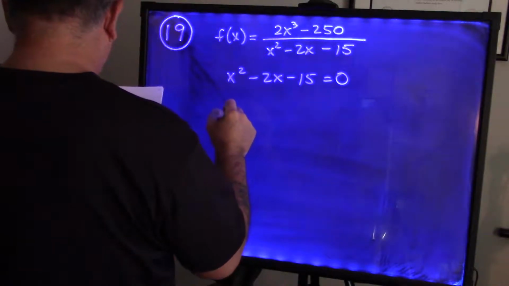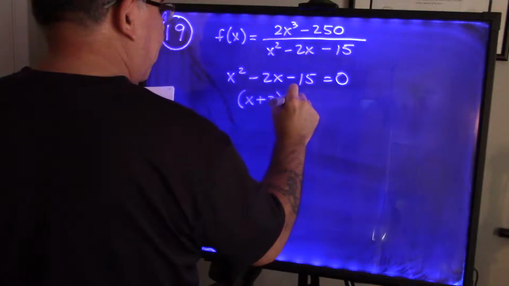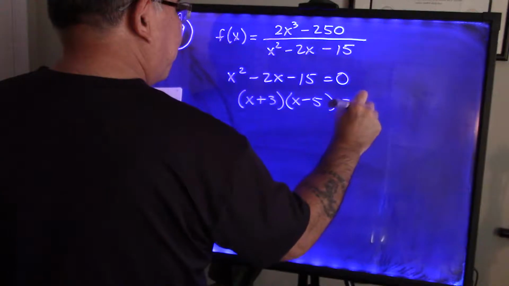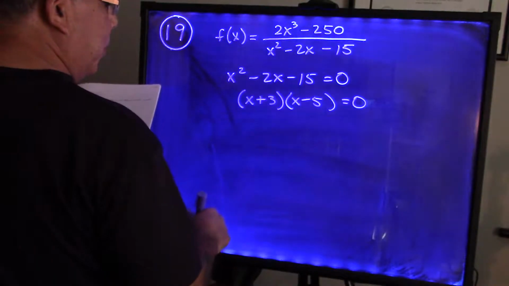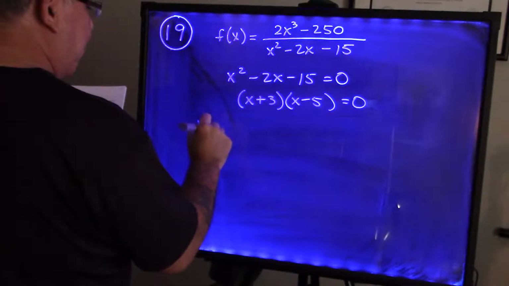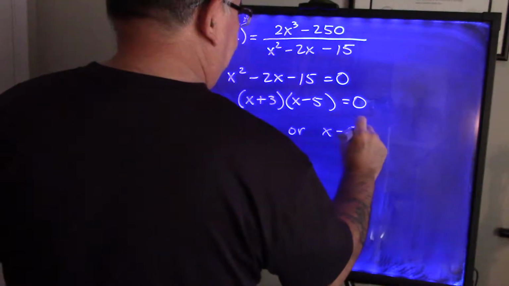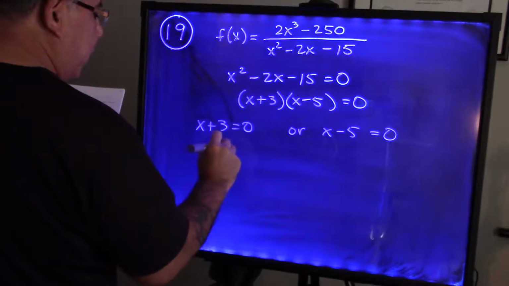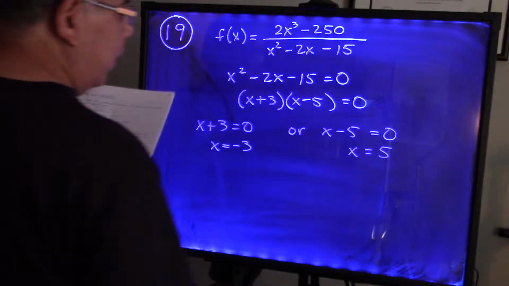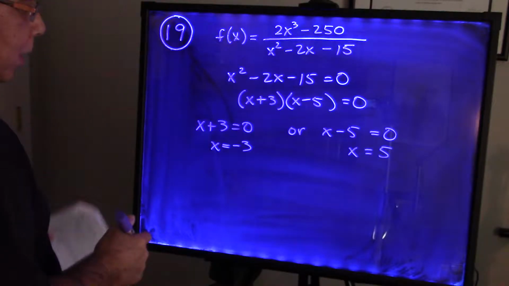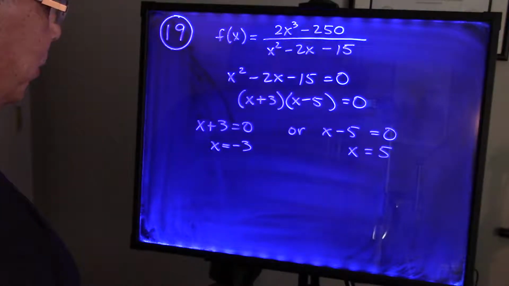This can be factored, (x plus 3)(x minus 5) equals 0. So this times this equals 0, which means that this equals 0 or that equals 0. Alright, so you set that up separately. x plus 3 equals 0, or x minus 5 equals 0. And so x equals negative 3, or x equals positive 5. So x cannot be these two values, so the domain is everything else in the real number system.